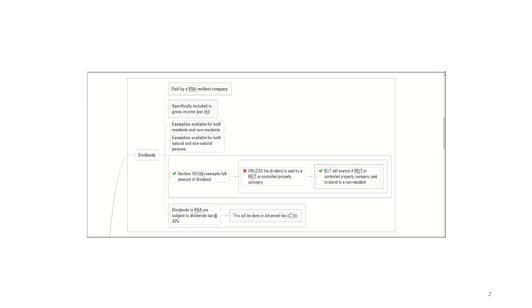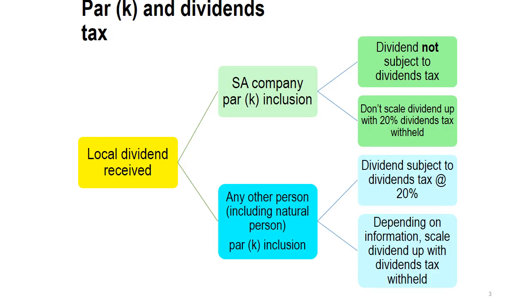And while the detail of dividends tax is done in CTA, I'm quickly going to show you what the effect will be for us in EBAL 2708. So how can dividends tax affect our paragraph K gross income inclusion and our Section 10(1)(k) exemption?